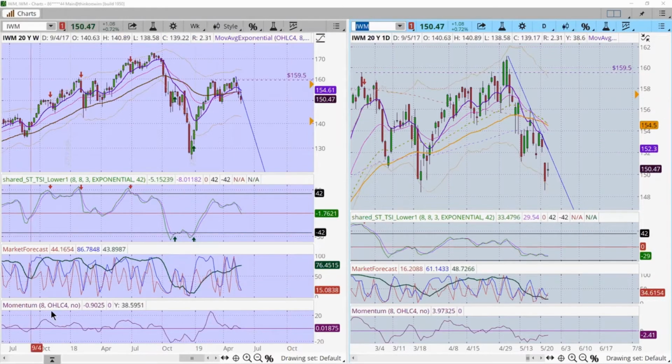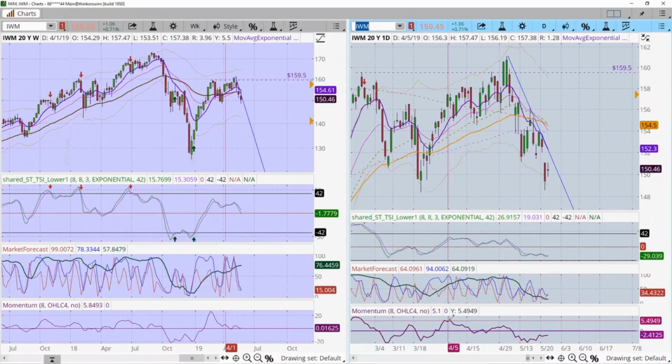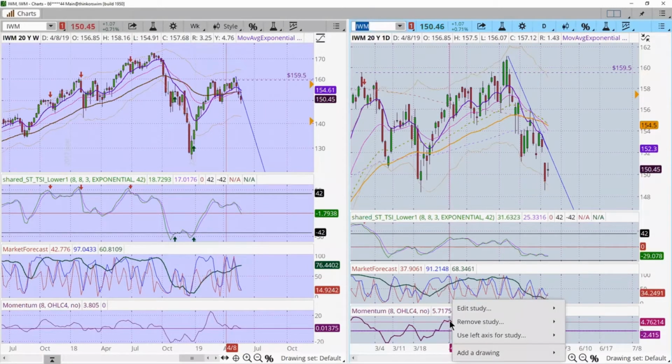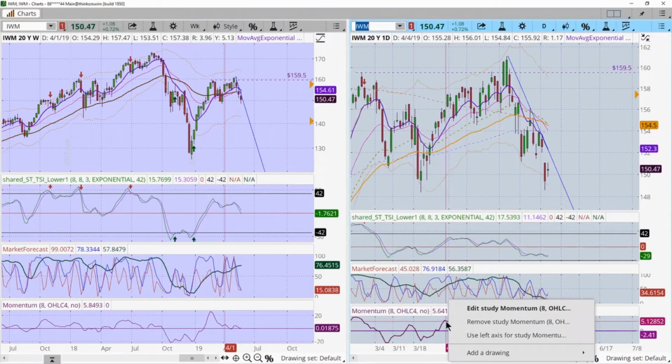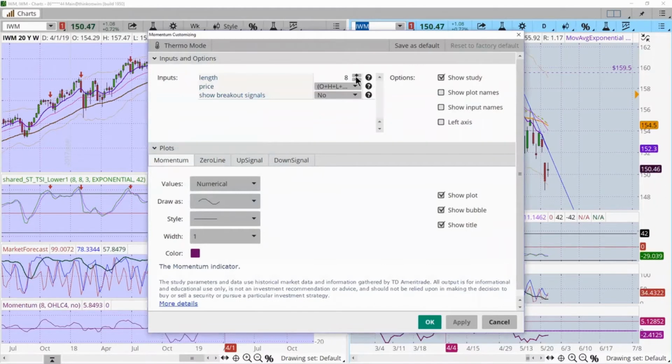If you use the momentum, I like either the 8 or the 10 period moving momentum, whichever provides a little bit smoother picture here. Let me convert this over to the 10 real quick. Whatever gives you the best picture and some good timing.